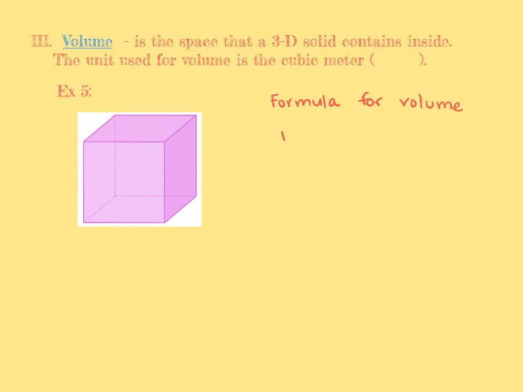For volume is length times width. Remember length times width? Yeah, we studied that before. So volume, or V, is equal to length times width times depth. So what's going on here? Why did I just add that?